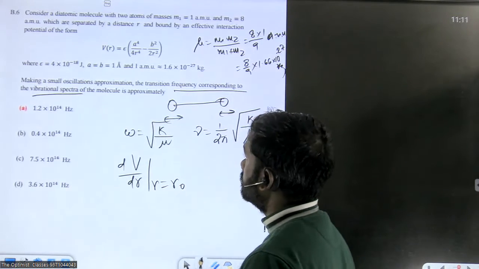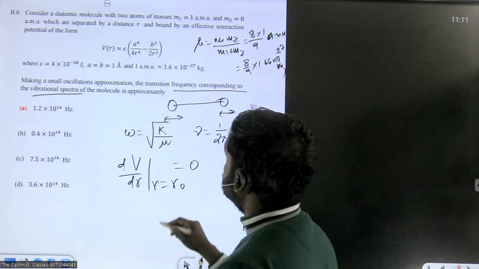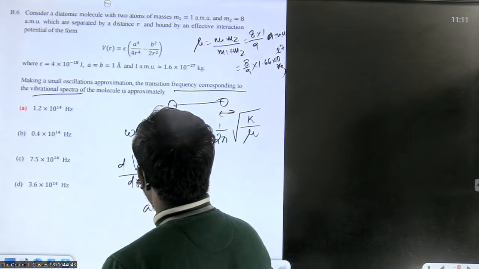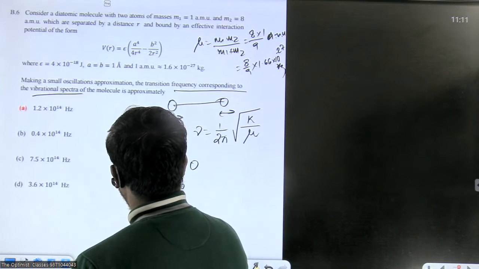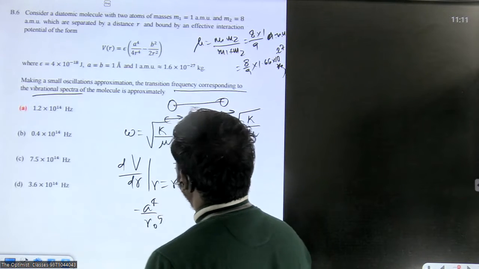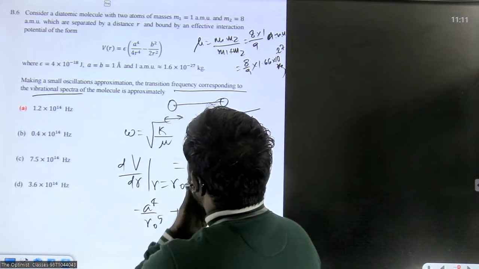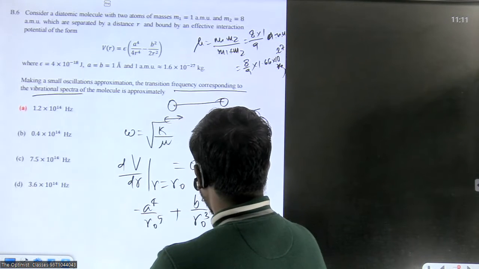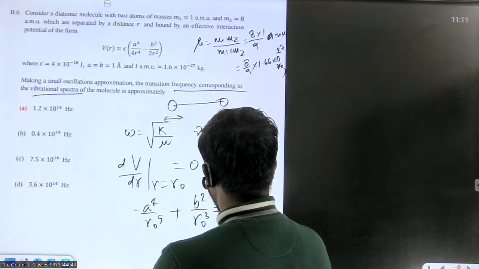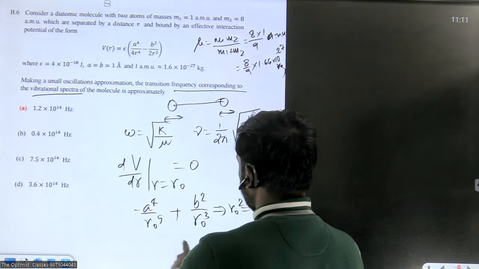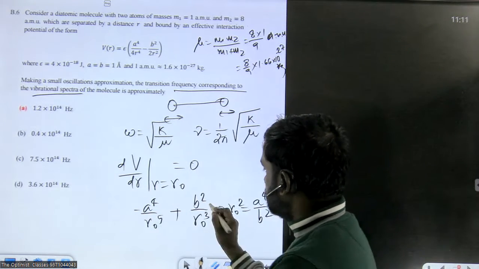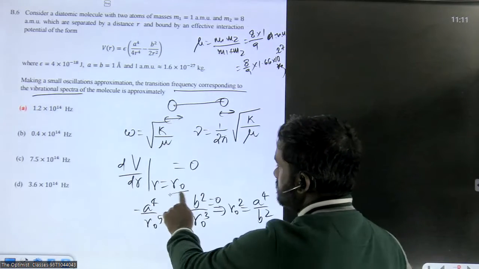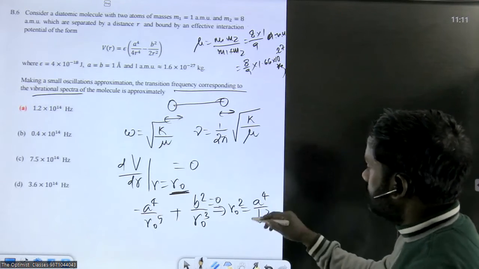Okay, this is the equilibrium length of the molecule, so that is equal to 0. When you differentiate it, you get minus a power 4 divided by r naught to the power 5, and here you will get plus b square divided by r naught to the power 3. So from here you get r naught square is equal to a to the power 4 by b square. To calculate from here, this is equal to 0. First derivative is for equilibrium length. r naught is equilibrium length. Okay, so r naught square we have gotten this.